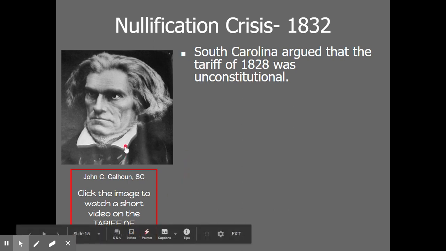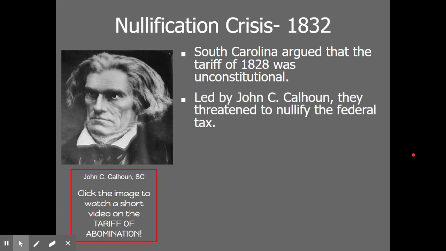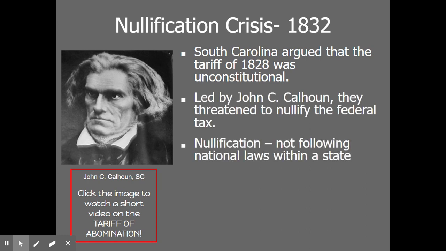And if you click on him, by the way, there's a video where this is referred to as the tariff of abomination. So South Carolina threatens to nullify the federal tax, and nullification means to refuse to follow it, to not follow national laws within a state.